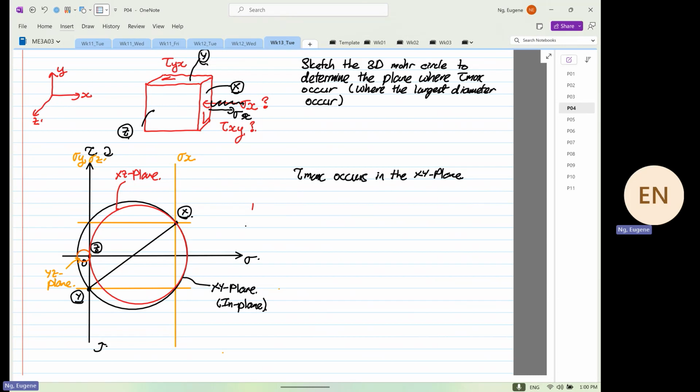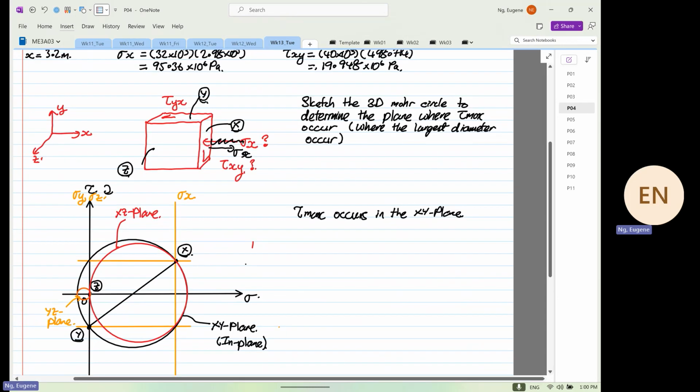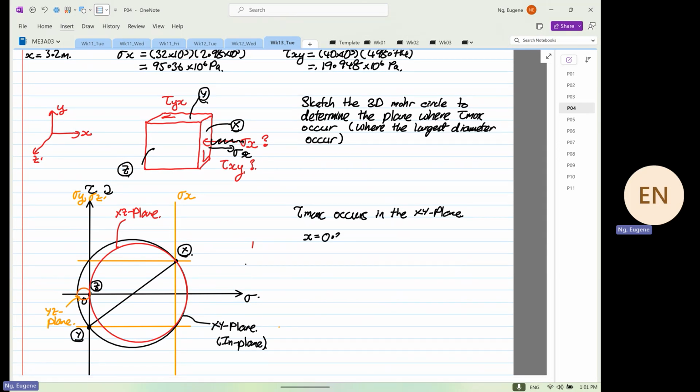Plane. Okay, and this is true where x is equal to 0.8 meters, and where x is equal to 2.4 meters, and x is equal to what? Is it 2.4? No, 3.2 meters.